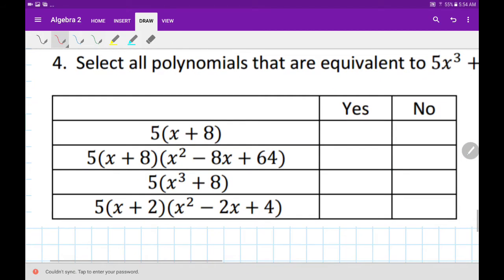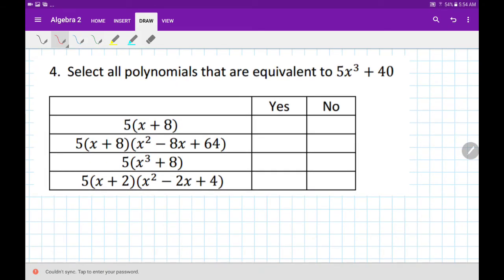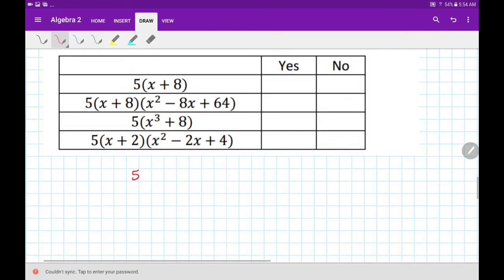Okay, last problem of the day. It says select all polynomials equivalent to this guy. Okay, so before we do anything, and before we look at any of these choices here, let's just try factoring this ourselves. So we have 5x cubed plus 40.